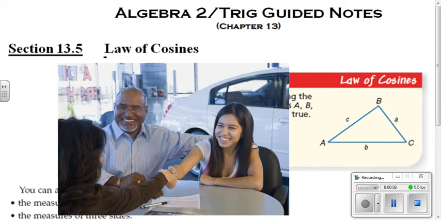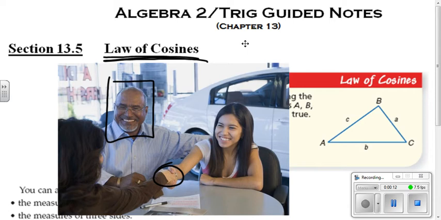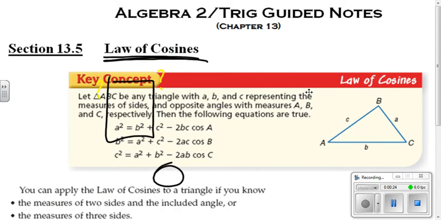Lesson 13.5 is all about the law of cosines, which says anytime that you need to apply for a loan, you always will need a cosigner to make sure that if you default on that debt, then they are now held financially responsible. That's not quite exactly what we're getting at here. Our law of cosines has nothing to do with banks at all.